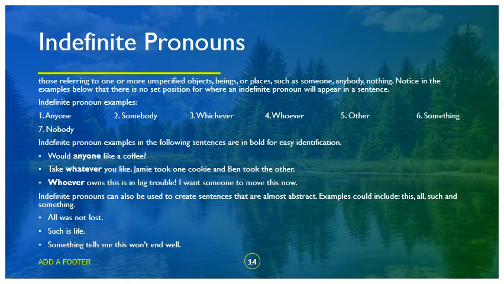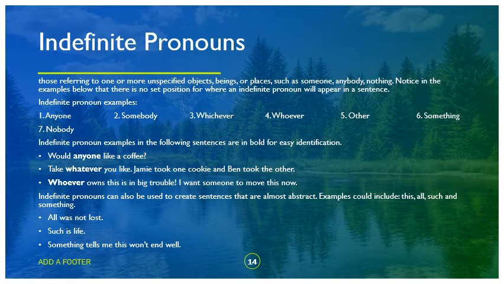Whoever owns this is in big trouble. Koi bhi. Now you don't know who owns the property, but you know that obviously it is in ownership of someone, but you are not sure about the owner. So you are talking generally, या हवा में बात कर रहे हैं. So you will say whoever owns this is in big trouble.